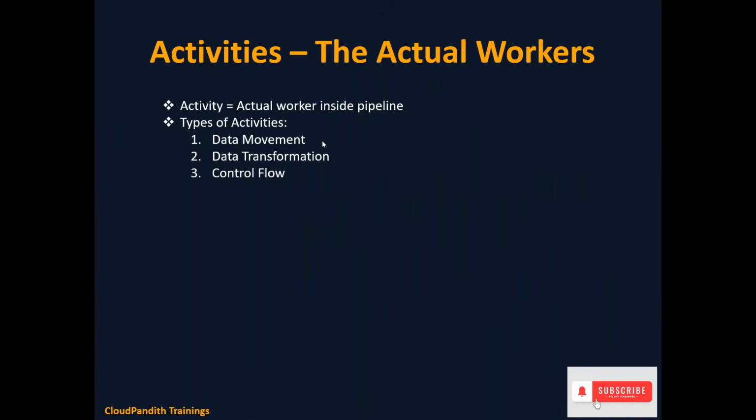So we have many control flow activities. The important point to remember here is that pipelines do not move or transform the data, but activities are going to do the actual data movement and transformation based on certain conditions. If you have a certain condition, you can put it. If you don't have any condition, you can also run directly. Now let's understand the dependencies between these activities.